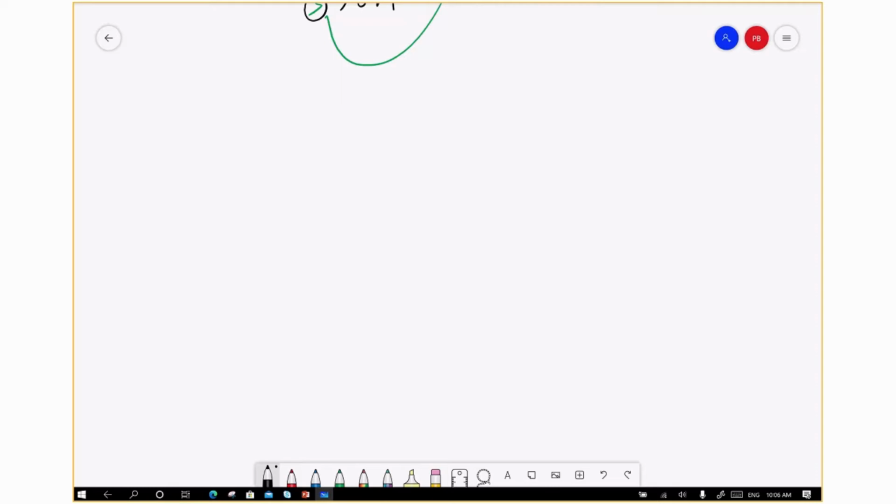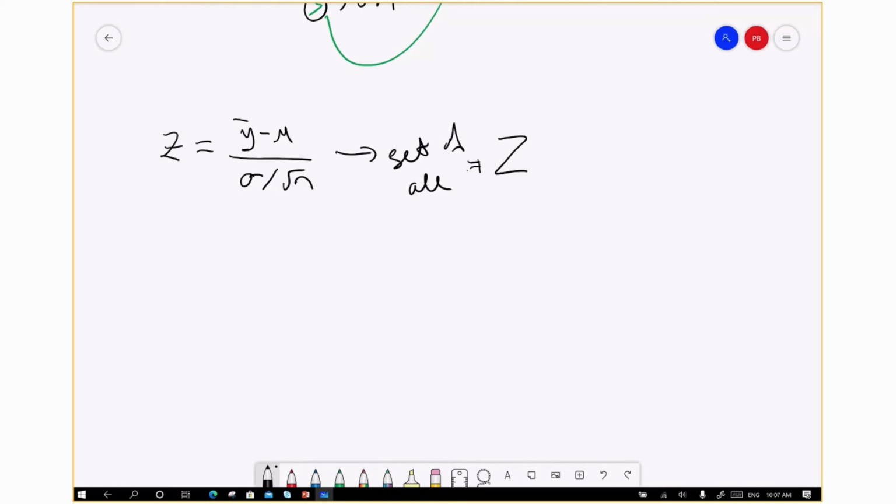So in order to understand how a t-distribution works, one way to think about it is in comparison with a z-distribution. Recall, we go out and we collect some data, and we calculate our particular value of z for our particular experiment, lowercase z, y bar minus mu over sigma divided by root n. And the set of all of these is uppercase Z, which is normally distributed with mean 0, standard deviation 1.